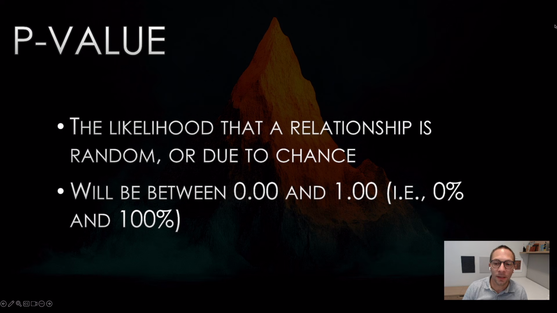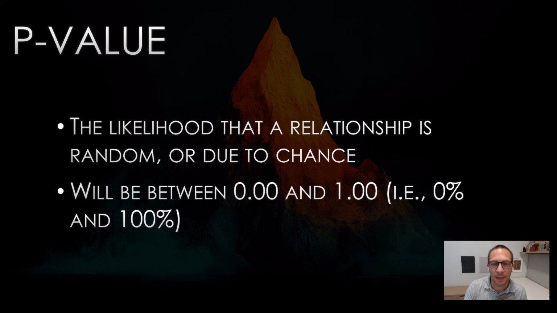This is a simple definition of a p-value. It's the likelihood that a relationship between two variables, like your input and output, is due to chance or random. And this p-value that we get is always going to be between 0 and 1. And if we flip that into percentages, 0% and 100%. The likelihood that it's due to chance is going to be somewhere between 0% and 100%, or 0.000 and 1. So let's take into account the coin flipping. What's the likelihood that me flipping more heads than you was due to chance?